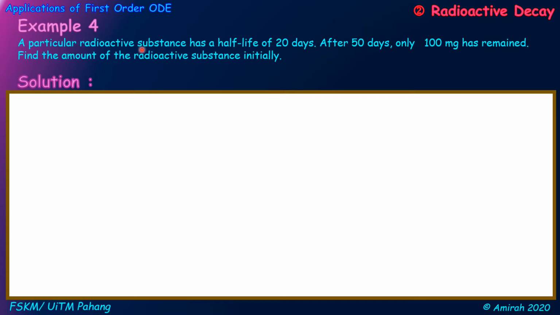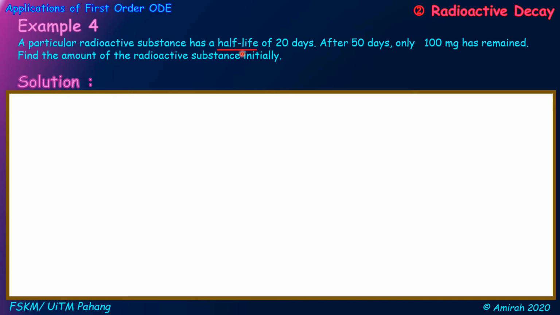A particular radioactive substance has a half-life of 20 days. After 50 days, only 100 mg has remained. Find the amount of the radioactive substance initially, right?